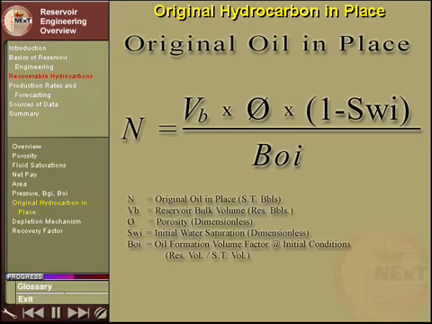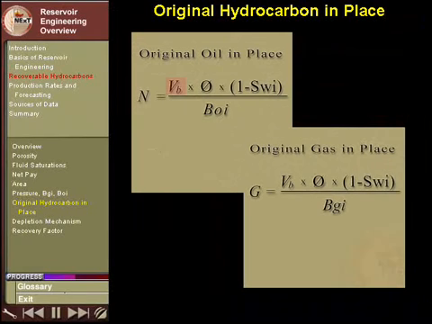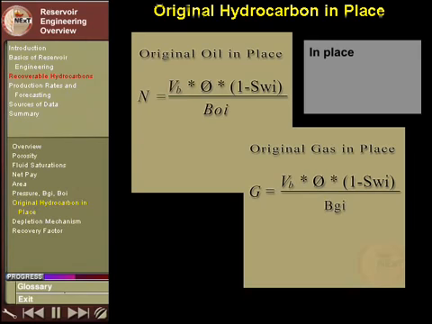Here, we see the equation for the original oil in place, or N. This is a similar equation for the original gas in place, or G. For each of these equations, you can see how the parameters that we've just covered are used to calculate the original hydrocarbon in place. The original hydrocarbon in place is exactly that, in place.